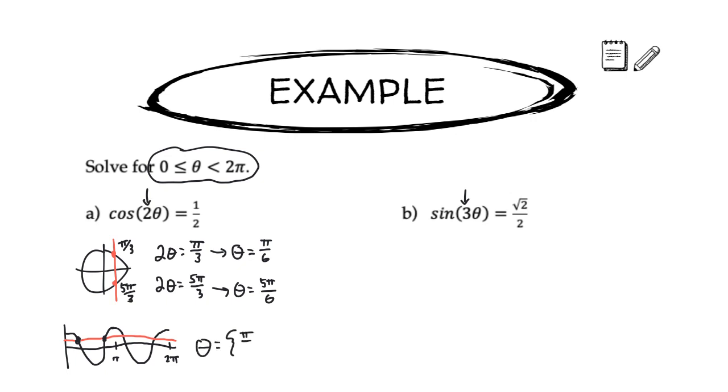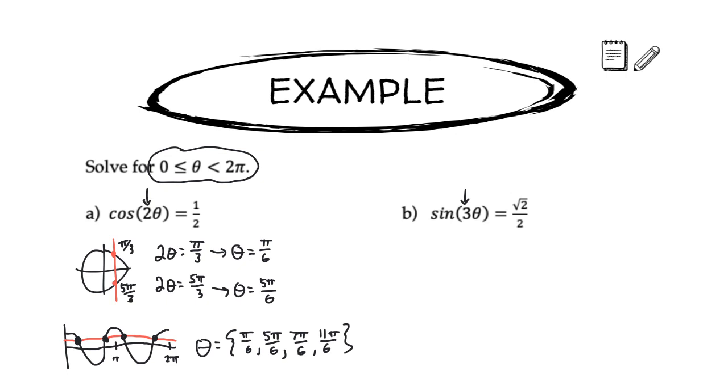and I can find the other 2 simply by adding the period to each of the first 2 solutions. So if I take this solution of pi over 6 and add pi, I'll get 7 pi over 6. That's my third solution. And then if I take 5 pi over 6 and add pi, I'll get 11 pi over 6. And that's my fourth and final solution on the interval from 0 to 2 pi.